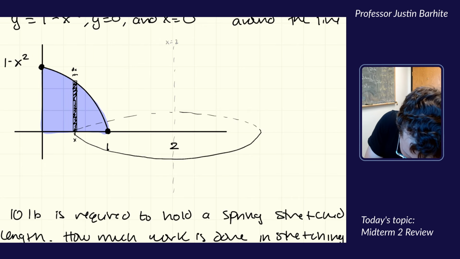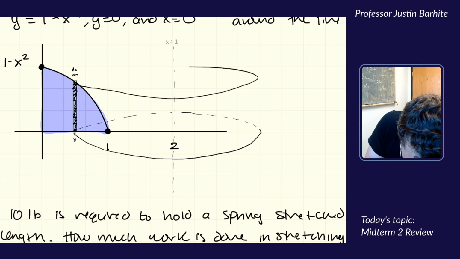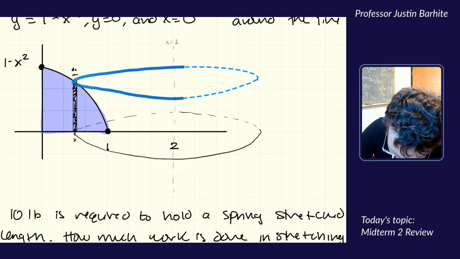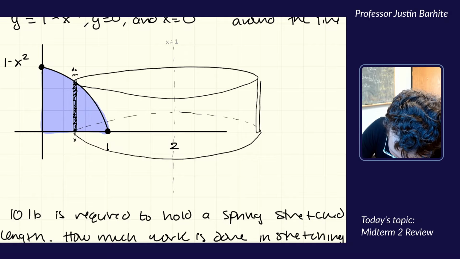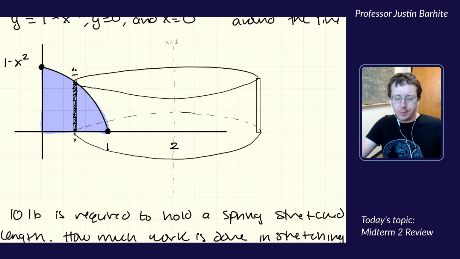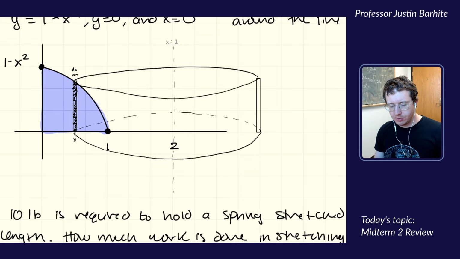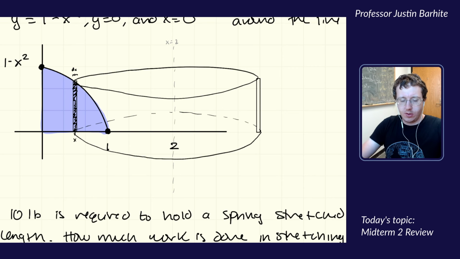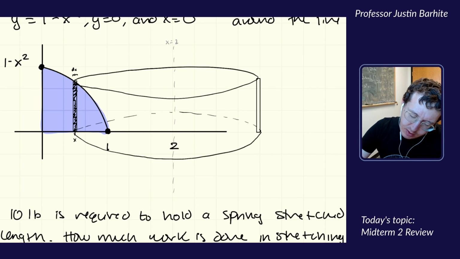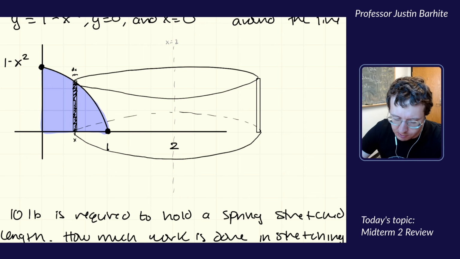Well, it's going to make a cylindrical shell. So I'll have another rotated copy of that rectangle over on the right side. Yeah, we've got a cylindrical shell. So we want to write down the volume of this little cylindrical shell.